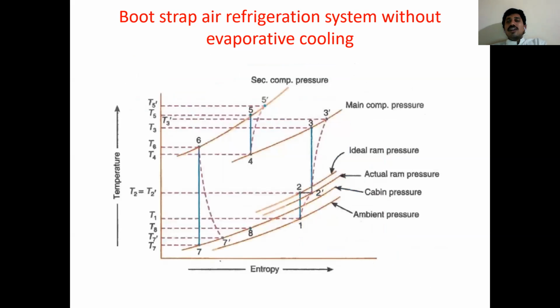So the TS diagram for the bootstrap air refrigeration system, which is important for problem cases. So we have to see the number of processes here. Ramming process, first one, from atmospheric air to diffuser. Here compression takes place, called isentropic compression 1-2. Practical case 1-2 dash adiabatic. 2 dash to 3 isentropic compression in the main compressor. 2 dash to 3 dash adiabatic compression.